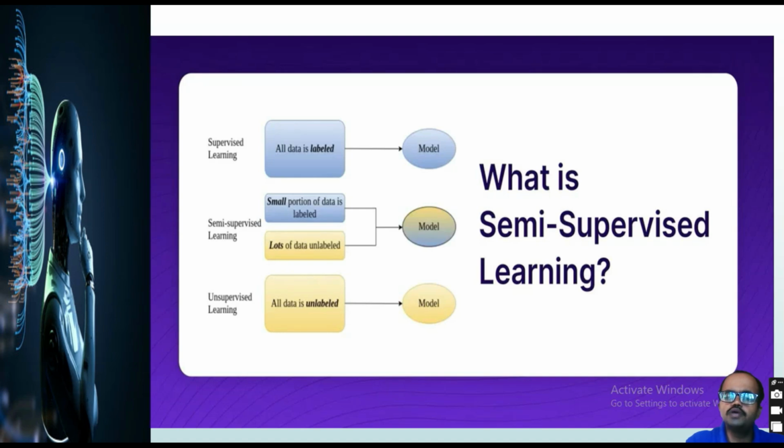What is semi-supervised learning? It is a combination of both supervised and unsupervised learning. Supervised means the data sets are labeled. Unsupervised means the data sets are unlabeled. A small portion of data is labeled in semi-supervised learning, and lots of data are unlabeled. With only a few labeled data sets we can get the desired output.